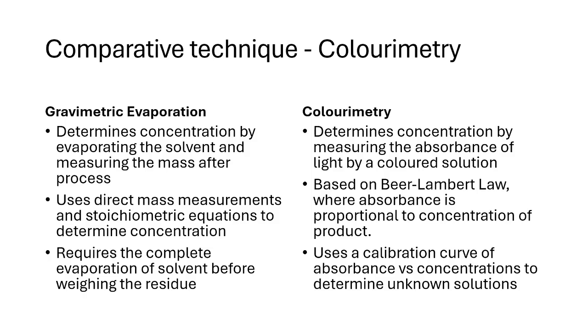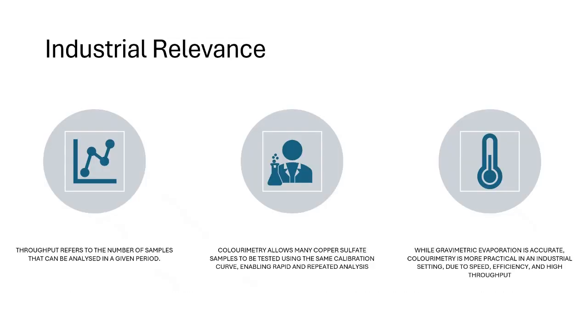The alternative technique is colorimetry. While gravimetric evaporation determines the concentration by evaporating the solvent and measuring the remaining mass using stoichiometric calculations, colorimetry measures the amount of light absorbed by the solution. In terms of industrial relevance, some important factors to consider are throughput and how colorimetry and evaporation meet this criteria. Throughput refers to the number of samples which can be analyzed within a certain period of time.